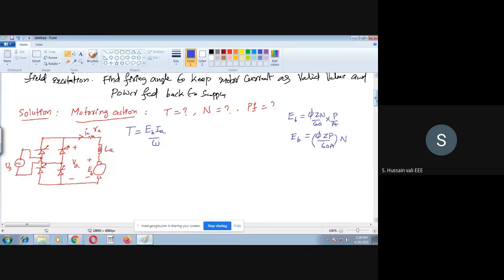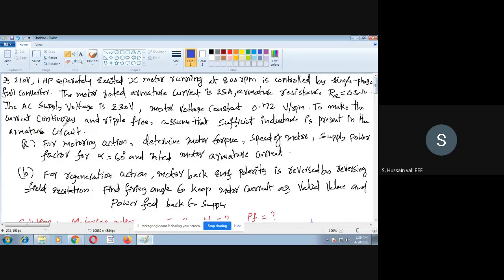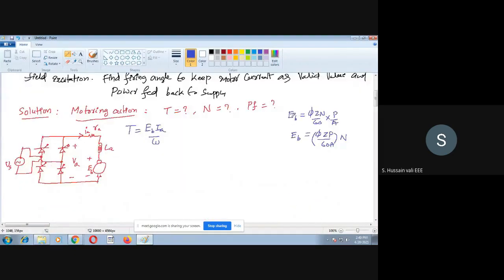Now coming to the data he has given. To solve this, we will go with the data. He said a 230 volt, 1 HP separately excited DC motor running at 800 RPM is controlled by a single phase full converter. The motor rated armature current is 25 ampere, armature resistance RA is 0.5 ohm. The supply voltage is 230 volts, and motor voltage constant is 0.172 volt per RPM. This we will take now.